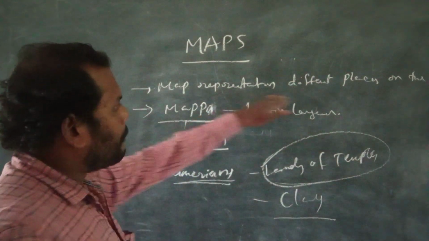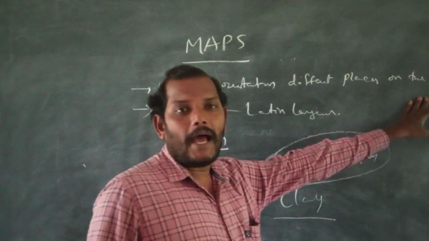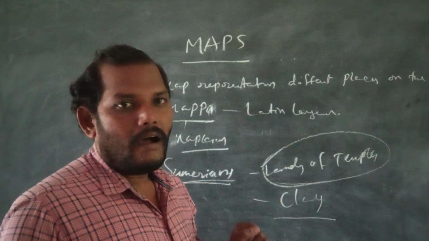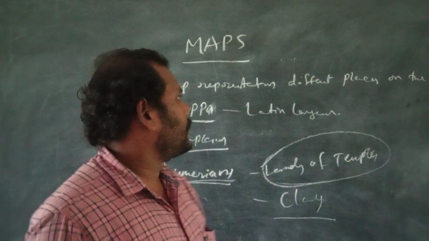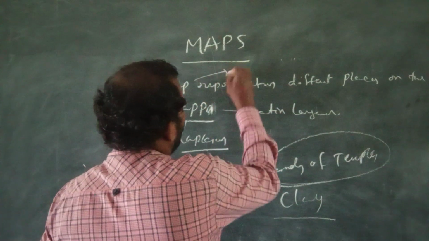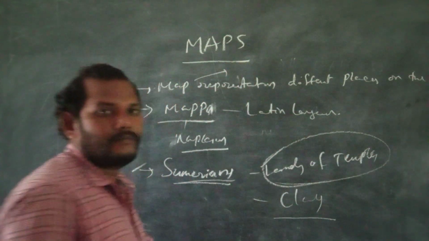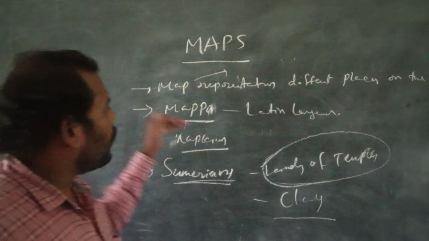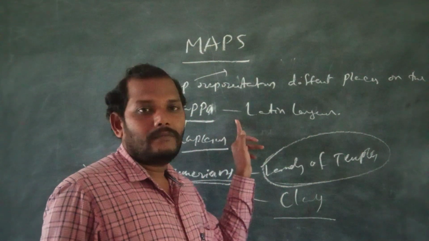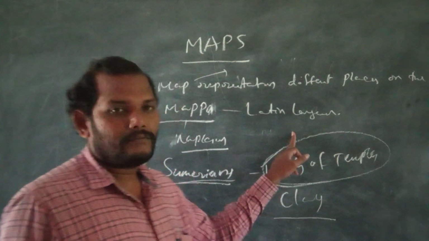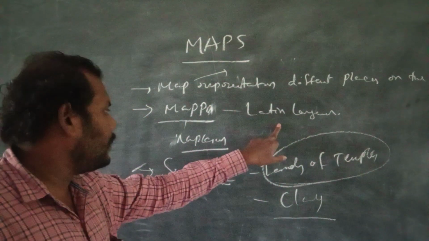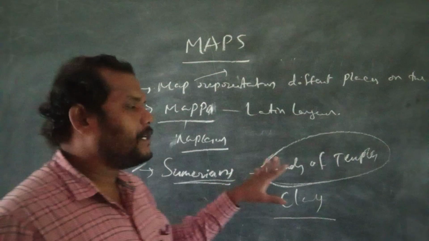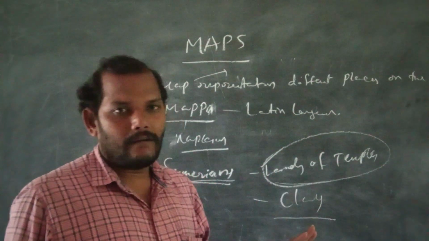Okay, a map is the representation of different places on the earth's surface, and it is a flat representation. Another thing: the word map is derived from mappa, from the Latin language. Mappa is a Latin word. It means napkin. It is a representation of a flat area.